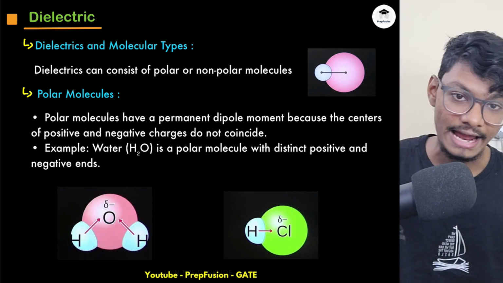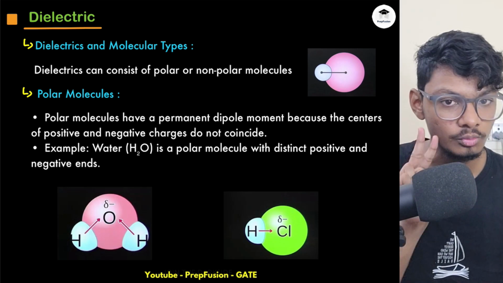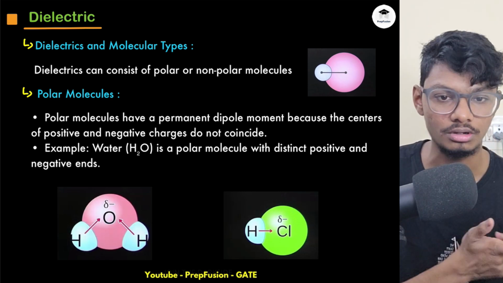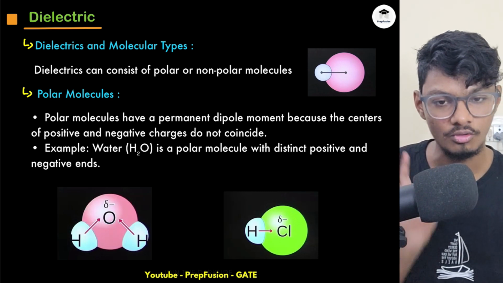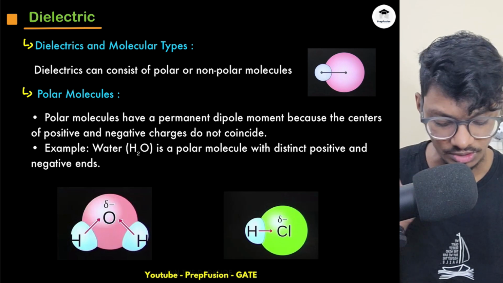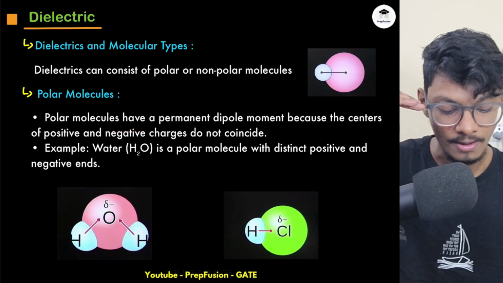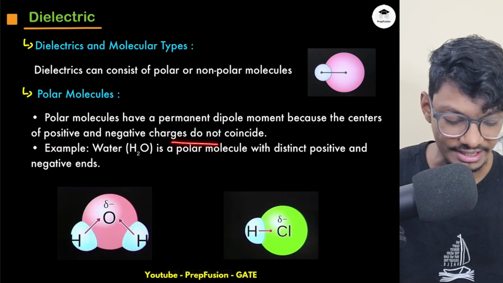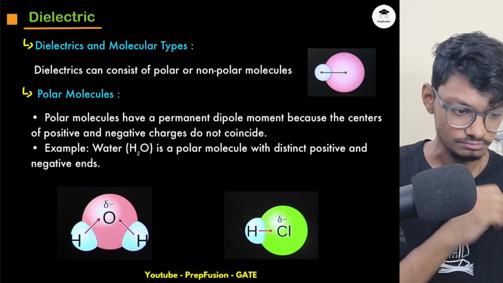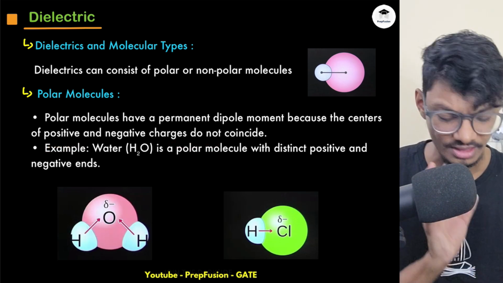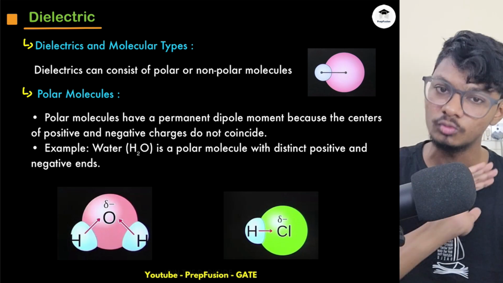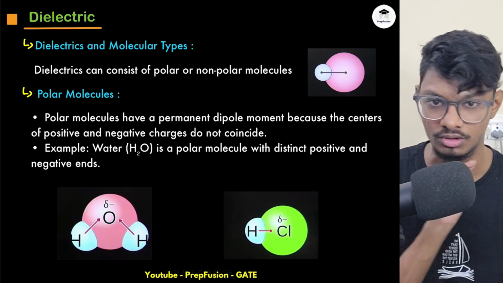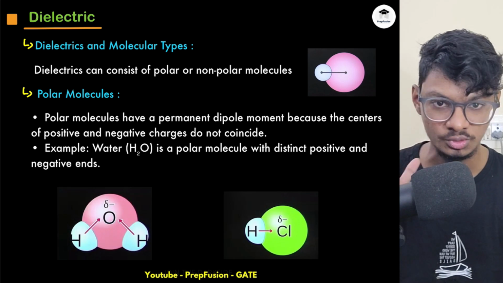Now dielectrics have two molecule types. What are the two molecule types? One is polar molecules, and another one is non-polar molecules. So first we'll study polar molecules. Polar molecules have a permanent dipole moment because the centers of positive and negative charges do not coincide. What do I mean? This is just a chemistry example. Don't worry if you didn't understand this theory. It's not that important. You can take this theory totally lightly, but it's my duty to teach you everything.